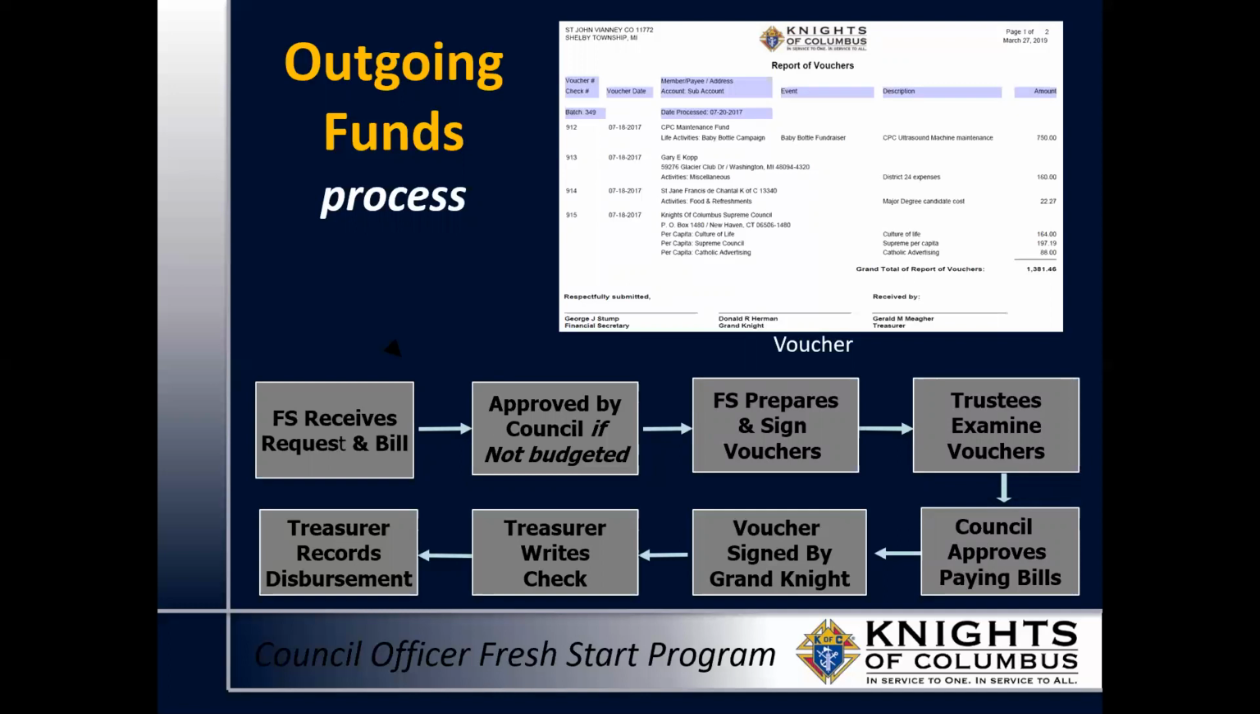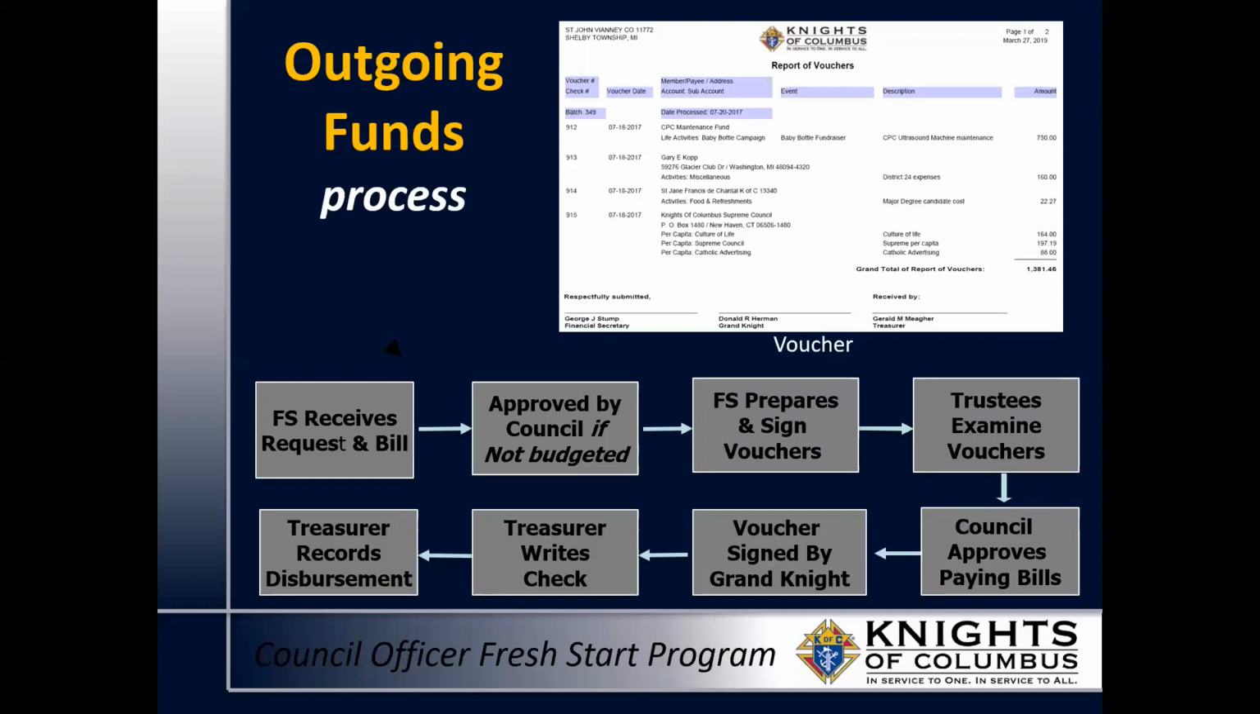Now, I had some questions about the Grand Knight approving it. Actually, the Grand Knight's responsibility as far as his signature is concerned here is that he has overseen all the processes that have taken place and verifies that the proper process to spend that money was taken. And then the treasurer writes the check and then records it as a disbursement.